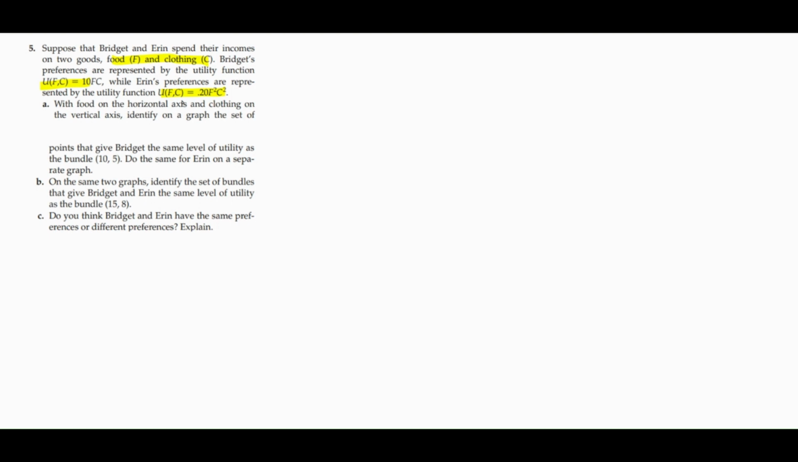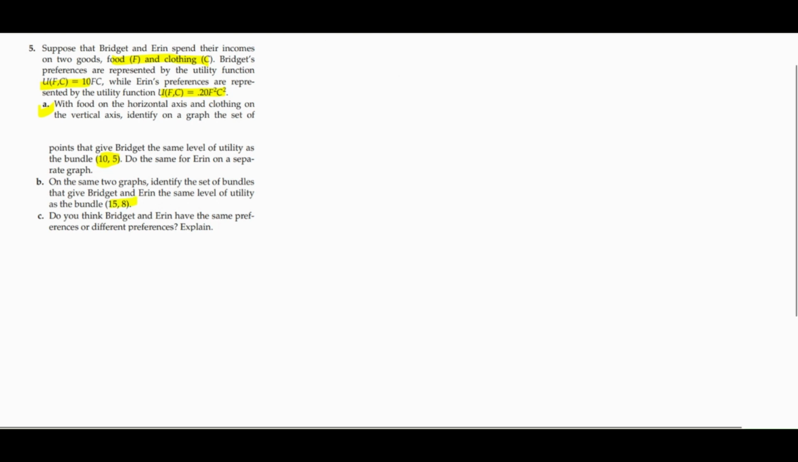Now, with food on the horizontal axis and clothing on the vertical axis, identify on a graph the set of points that will give Bridget the same level of utility as the bundle 10 and 5, and do the same for Erin. I will solve this part A. Part B is similar; you just need to solve for 15 and 8.